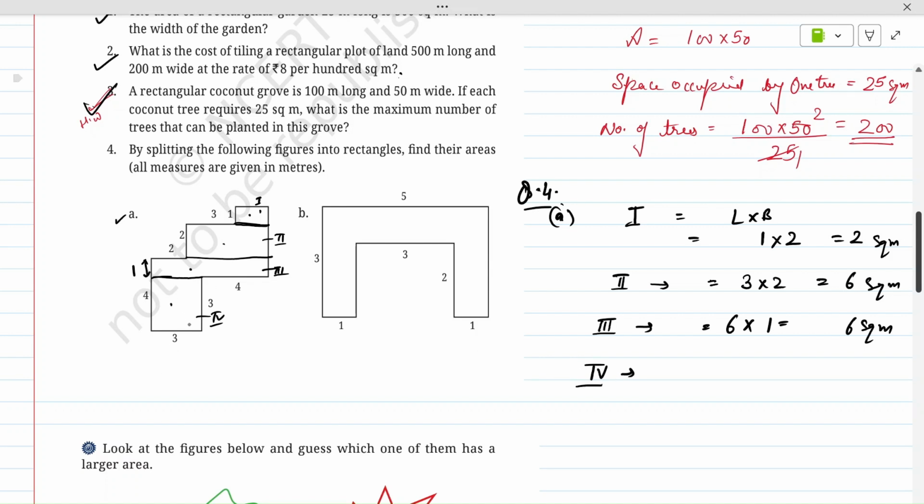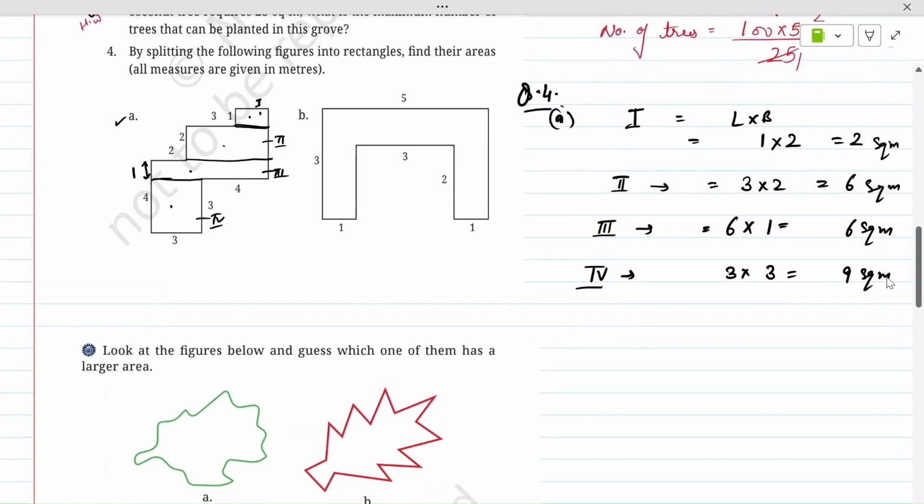This one figure. Here what we have is length into breadth. So length here, this one, the complete is 4, this is 3. So we have 3 into 3, which is equal to 9 square meters. So these are the different figures given to us and you combine them, you will get 2 plus 6 plus 6 plus 9, which is 9 plus 2 is 11 plus 6 is 17 plus 6 is 23, nearly 23 square meter.